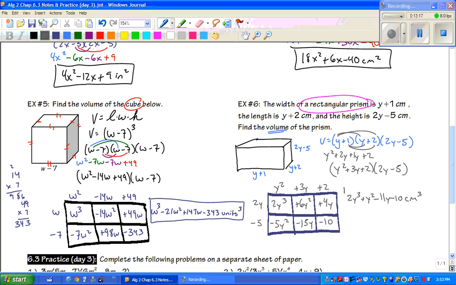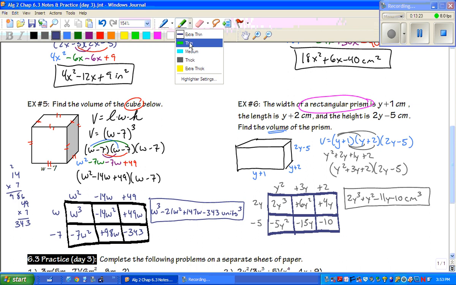Okay, so then when I multiplied everything out, I get 2y cubed plus y squared. Like, oh, Mr. Grice, how'd you get y squared? Well, that's 6y squared minus 5y squared. Okay, and then minus 11y from combining the negative 15 and the positive 4y. Minus 10. And it's centimeters cubed because they're talking about centimeters. Okay.